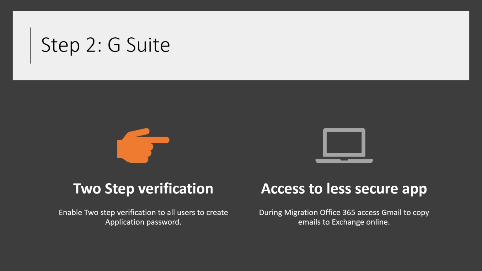So what we're going to do is enable two-step verification and tell Gsuite to please allow access via less secure application. Then in the next step, we're going to create application specific passwords and use those passwords during the migration to migrate your emails from Gsuite to Office 365.